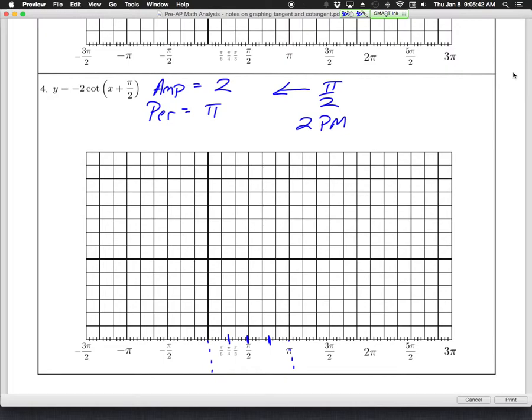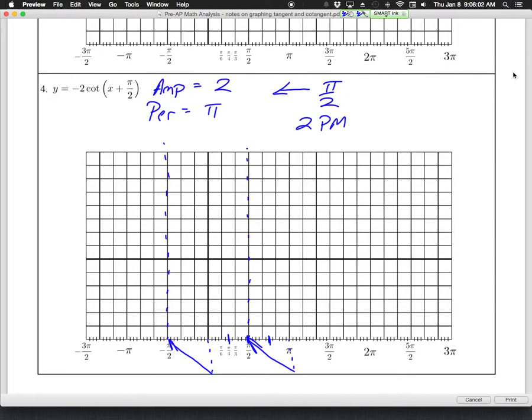How far do I have to move them to the left? 2 period marks. How many spaces is 2 period marks? 3 spaces. So I need to go 3 spaces to the left. So that one's going to move to there. I've got an asymptote. This one's going to move to there. There's that asymptote. From there, it should be very easy to graph.